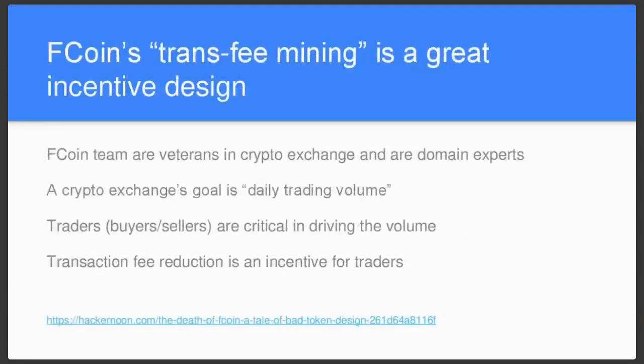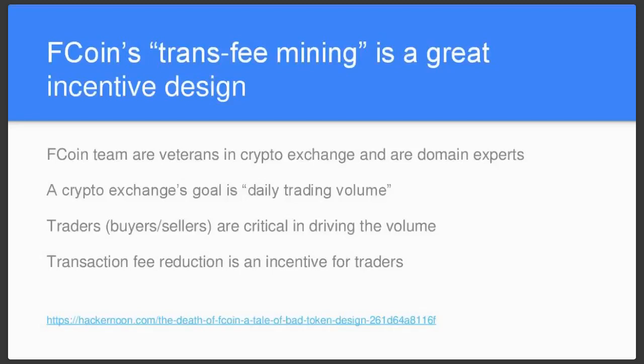Just to give you an example, let's go back to FCoin. Why is transfer mining a great incentive design? Why did they get it right? First of all, if you look at the team of FCoin, they are veterans in the crypto exchange business. They are domain experts. The founder of FCoin is the ex-CTO of Huobi, which is one of the top crypto exchanges in the world.